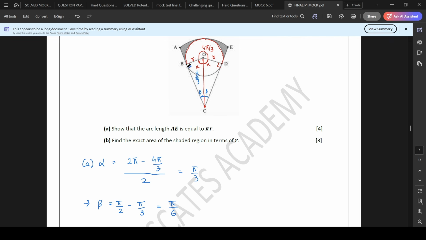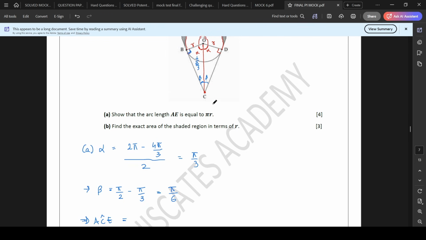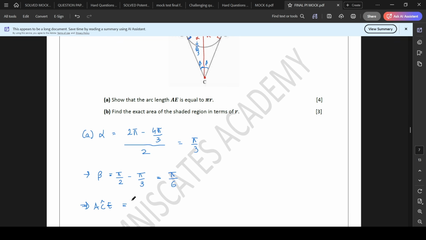Now this implies that the angle for the sector ACE, the angle ACE, is 2 times beta. It's 2 times beta, right? It is 2 times beta, so it is going to become 2 times pi by 6, which equals pi by 3.